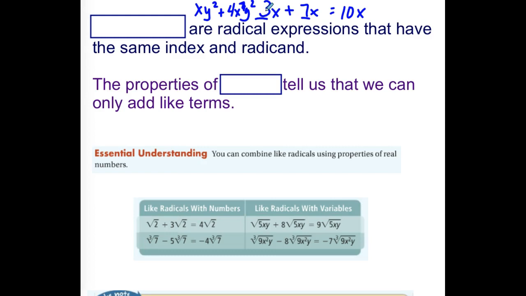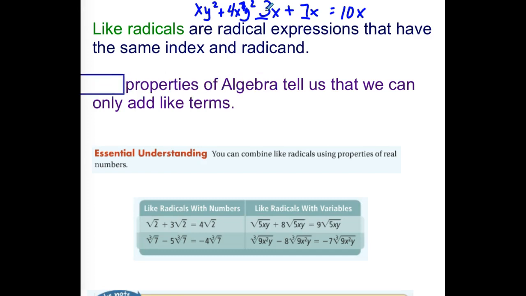Okay? So we are looking for what we call like radicals. Like radicals are radical expressions that have the same index. So we're taking the same kind of root. And they have to have the same radicand. All right? In other words, we are combining x's with x's. We're combining the square root of 2 with other square roots of 2. Okay? The properties of algebra tell us that we can do this.